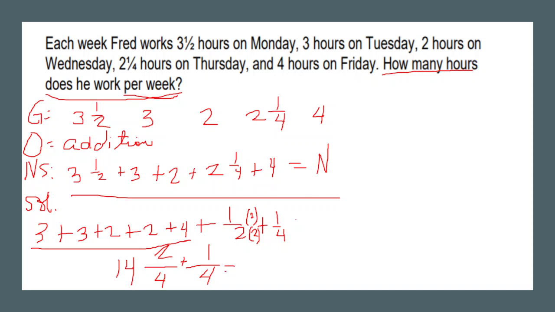So, then, so you will have 14. And 2 plus 1, since pareho ng denominator, add the numerator. So, 3, and copy the denominator. 4. So, your answer would be 14 and 3/4. So, what's the final answer? How many hours does he work per week?